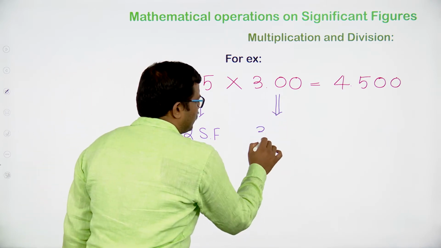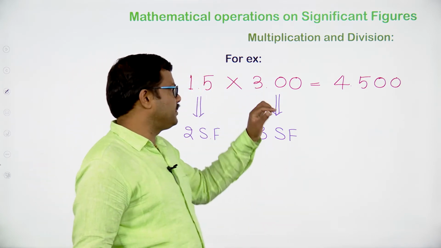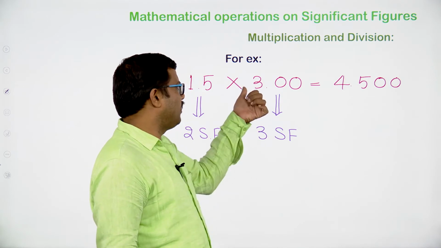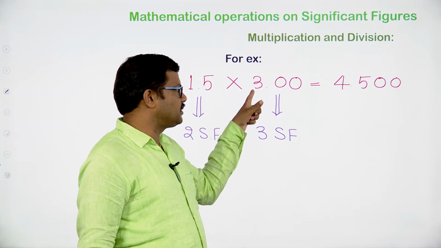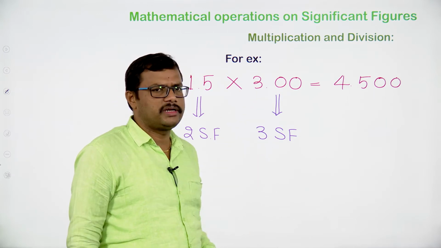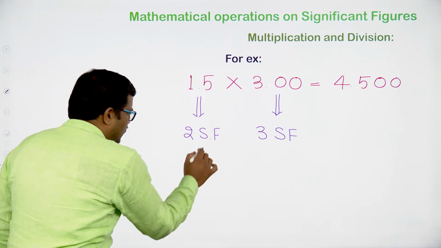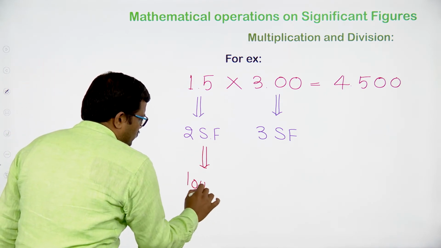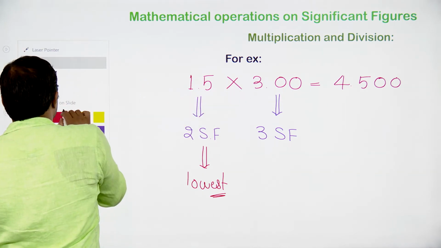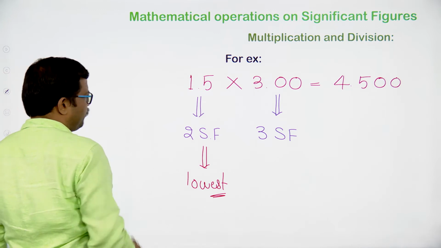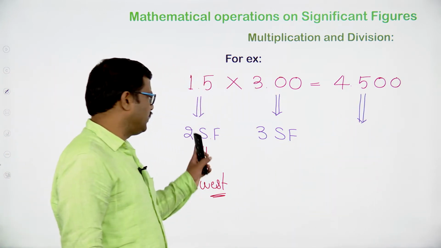3.00 has how many significant figures? 3 significant figures. Why? The zeros which are present after the decimal point and after the first non-zero digit become significant. So the 2 zeros as well as the 3, so a total of 3 significant figures are present. When you observe which has the lower value, this is the lowest number of significant figures in the given 2 numbers. So what we have to do is express the result with only 2 significant figures.